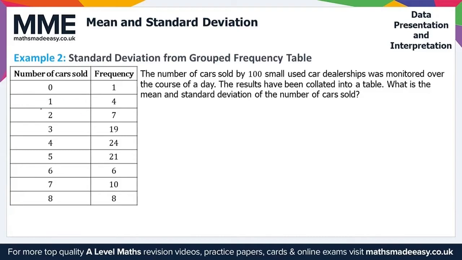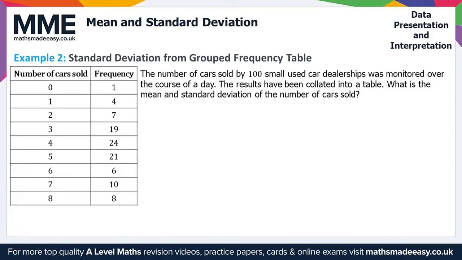So what we've got here is our data in this table. We've got the number of cars sold and the frequency here. Now the first thing we need to do to find the mean and standard deviation from a grouped frequency table is to set up a new table. For our new table, what we need is 2 extra columns.